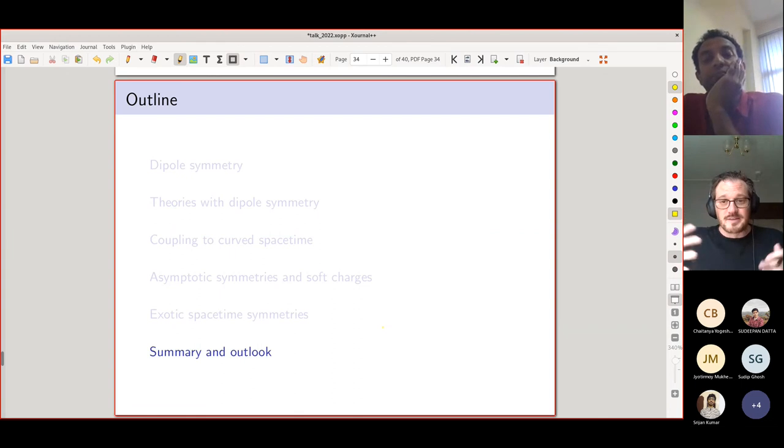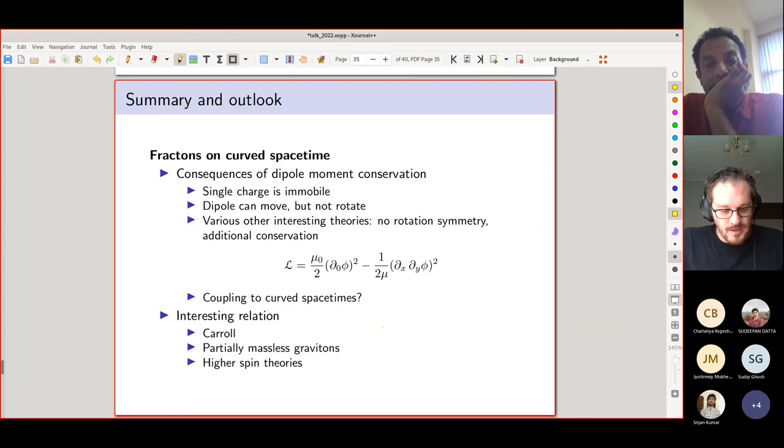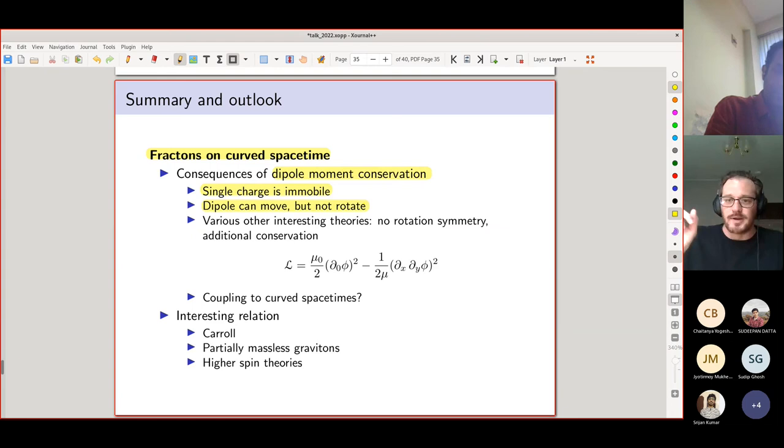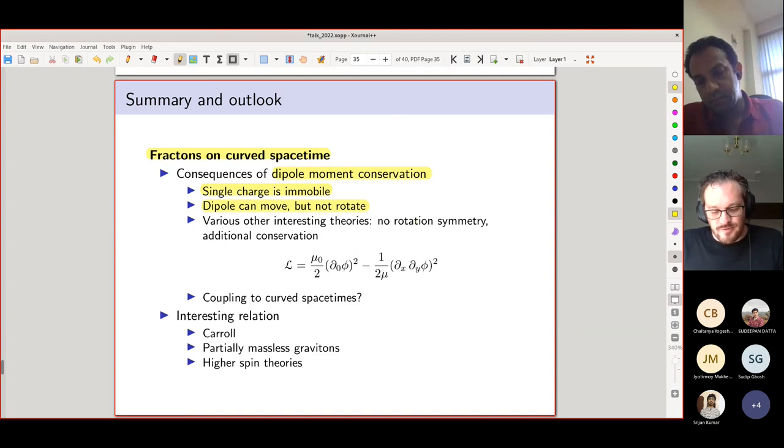Okay, with that, let me summarize and give a little bit of an outlook and give you a few more ideas, things that might be interesting. So we have discussed fractons on curved spacetime, and I hope I have somehow conveyed the consequences of dipole moment conservation. A single charge to some extent is immobile, but a dipole can move and rotate. And there are a lot of other interesting theories and restricted conservation laws that people have already looked at, linons, planons, and so on. And there are interesting theories which have even no rotation symmetry or some additional conservation laws.